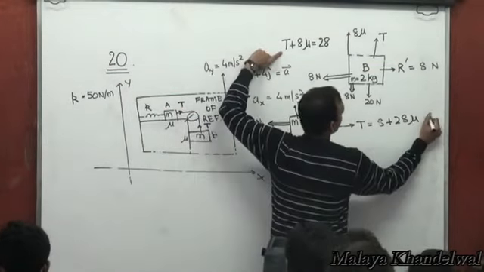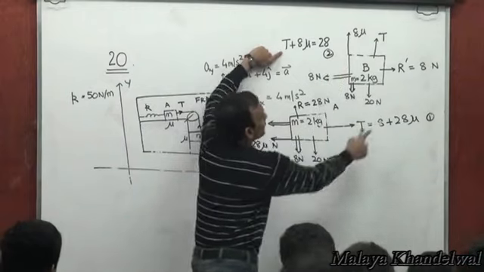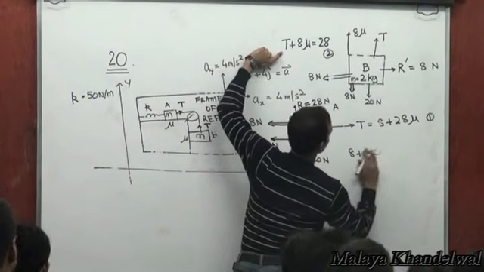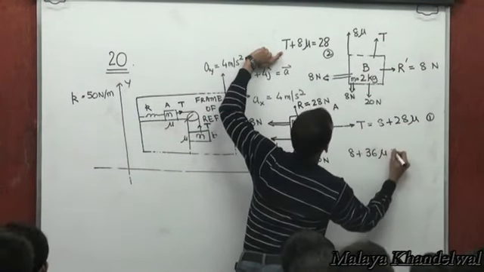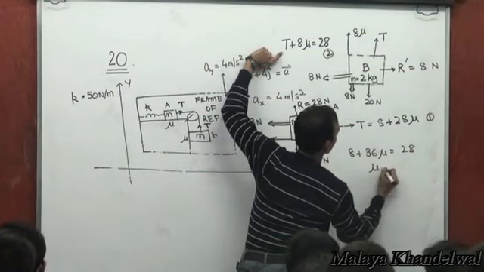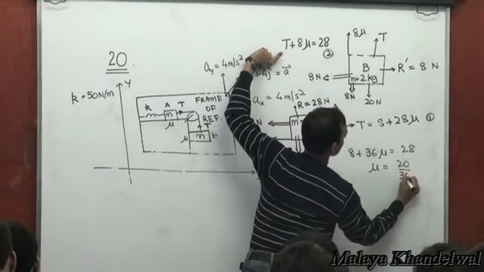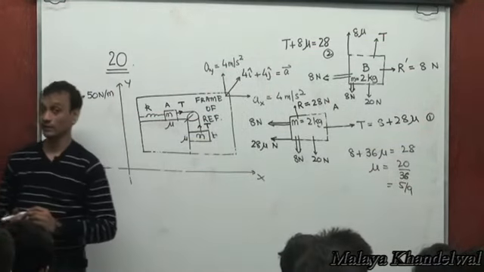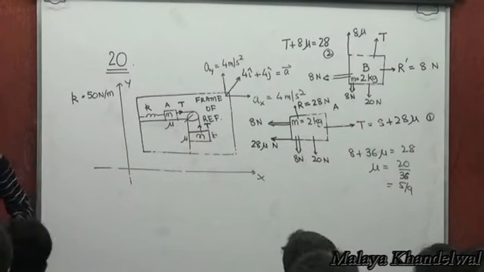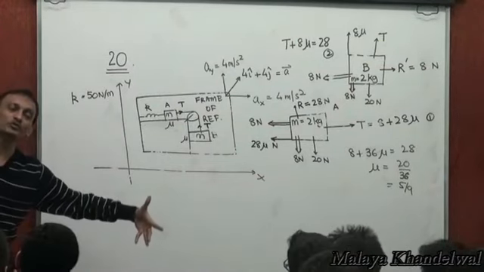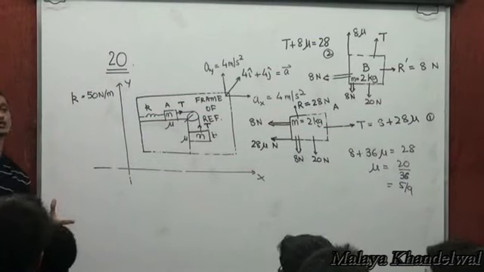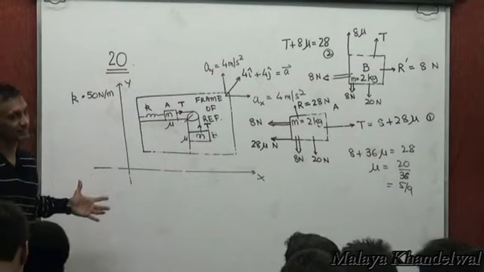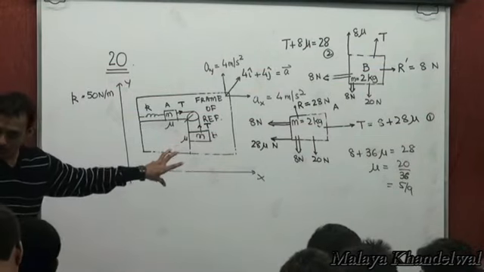So equation 1, equation 2, we don't need T. So plug in T equal to 8 plus 28 mu. So 8 plus 36 mu equal to 28, mu equal to 20 by 36, which is 5 by 9. Mu is 5 by 9. So this is the minimum mu. The more the merrier. If the value of mu is larger, then anyways it will remain unstretched. If the mu is smaller than this, then the spring will get stretched, right? So this is the threshold mu.